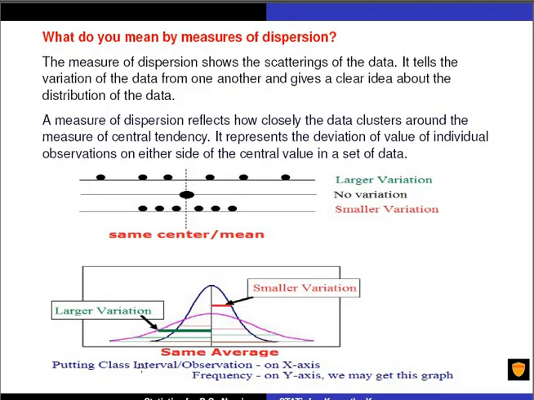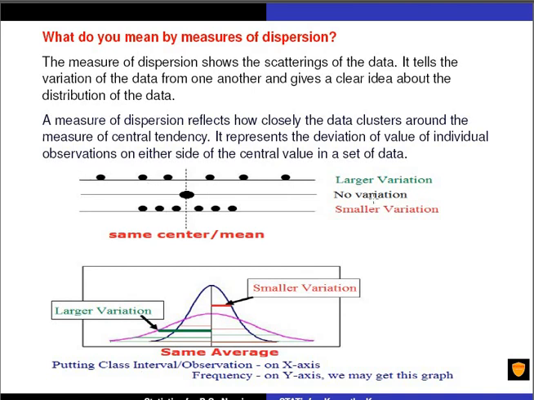The measures of dispersion reflect how closely the data cluster around the measure of central tendency. They represent the deviation of the value of each individual observation on either side of the central value in a set of data. So what does it mean? Whatever value we find for the measure of central tendency, most of the observations are situated around that value, that is, near to that value we get most of the observations of the data. Now look at this picture.